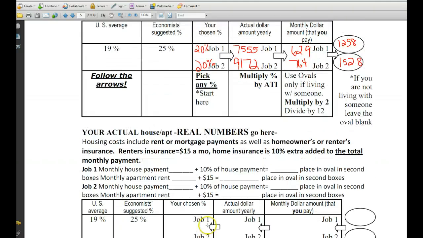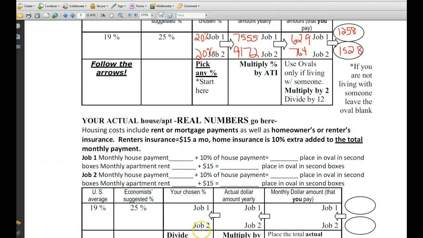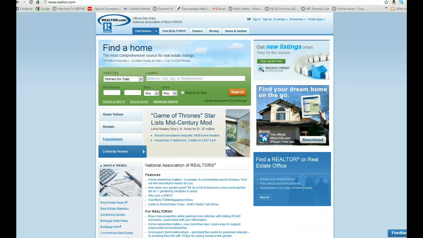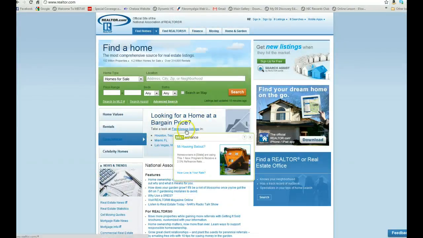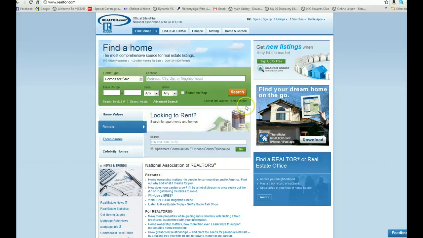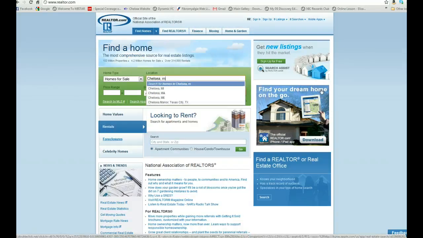Okay, so that's the practice for the house. Now what happens is that you have to find an actual house. The easiest thing is to go to realtor.com. This is to buy a home. You can also look for an apartment, which I think is like rent.com or whatever, but it's more fun to own. So I'm going to look around where I live currently, Chelsea, Michigan.